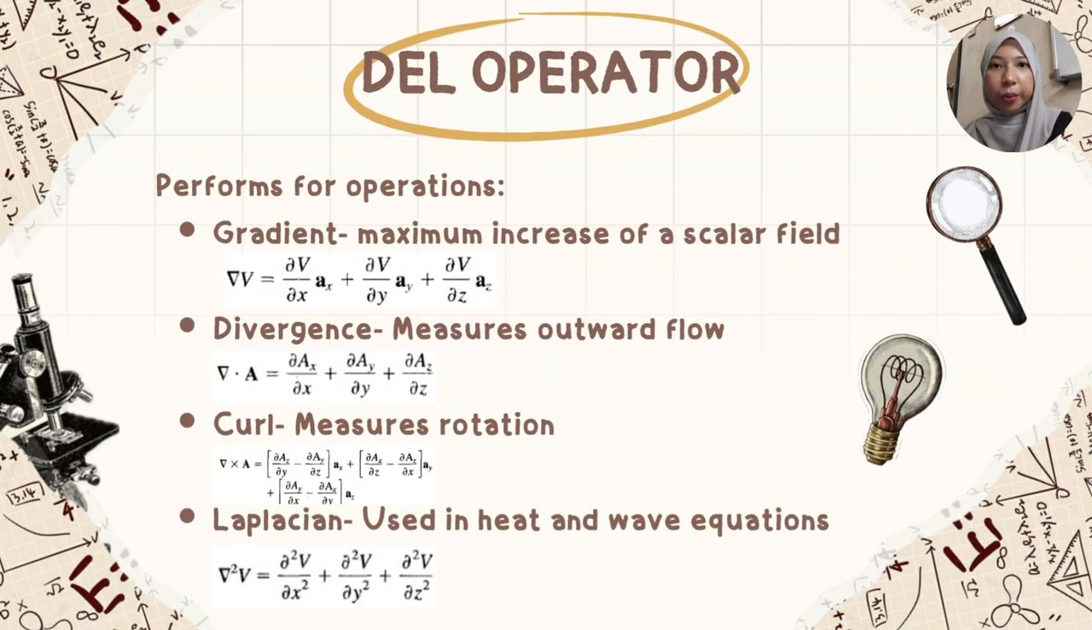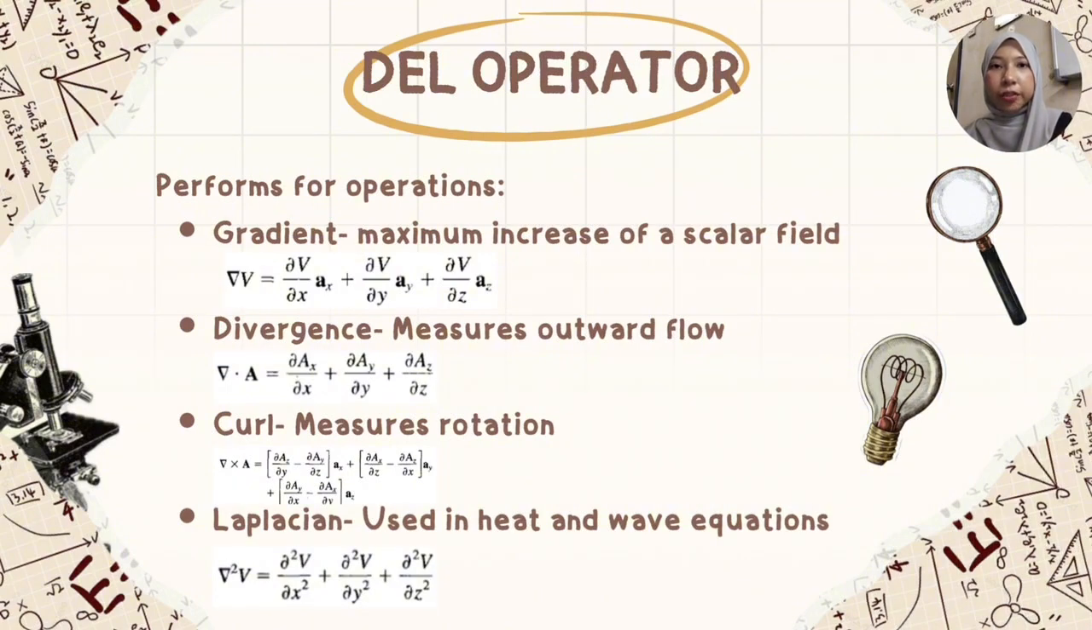Now for the del operator. The del operator is one of the most important operators in vector calculus. It is used to analyze scalar and vector fields by performing four different mathematical operations. The first operation is gradient, written as del operator on B. It is applied to a scalar field and gives a vector pointing in the direction of the greatest increase of the scalar quantity, such as temperature or electric potential.